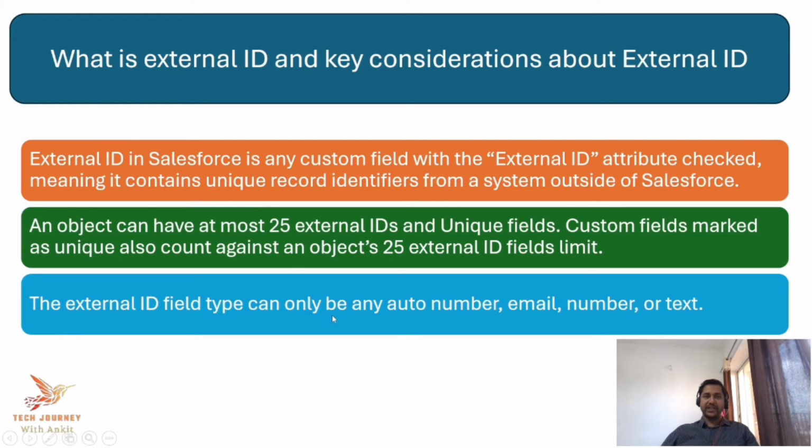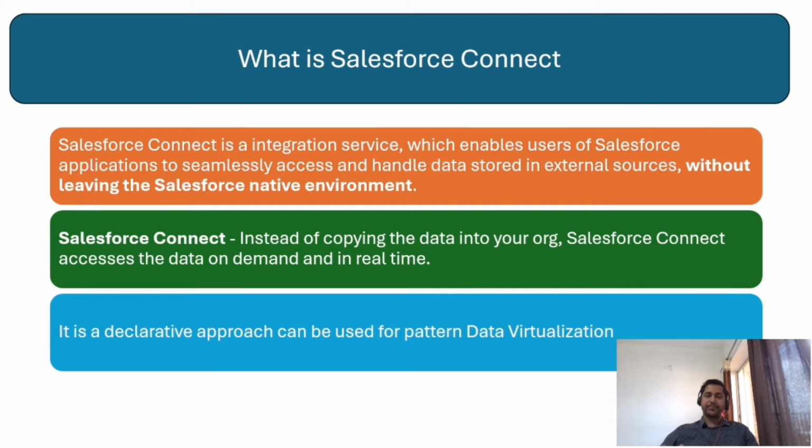Another point about the external ID that you can also answer in your interview is that external IDs are not supported for all data types. They are supported only for limited data types like auto number, email, number, or text. For example, you cannot make other data types like picklist or checkbox the external ID. Only these data types are supported for the external ID.